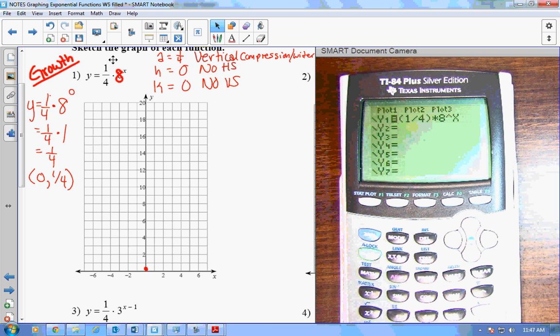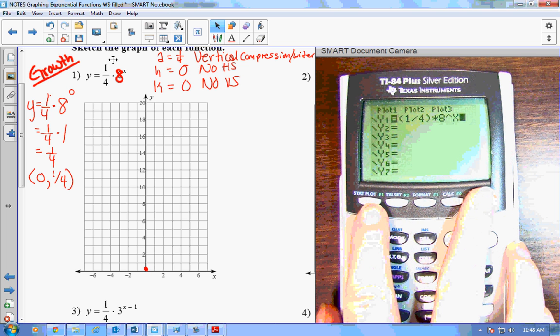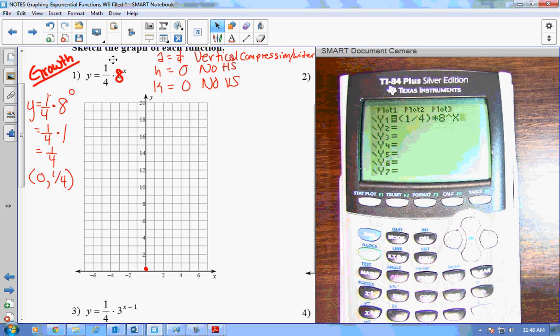Okay, Mikla, open up your calculator and type that in, please. In the back, everyone got that? To make sure everyone's on the same window, go to zoom number 6, which is Z standard. We want the zoom to be standard. Open up your calculator. Go to y equals and type this in. Caret is right above the division sign.